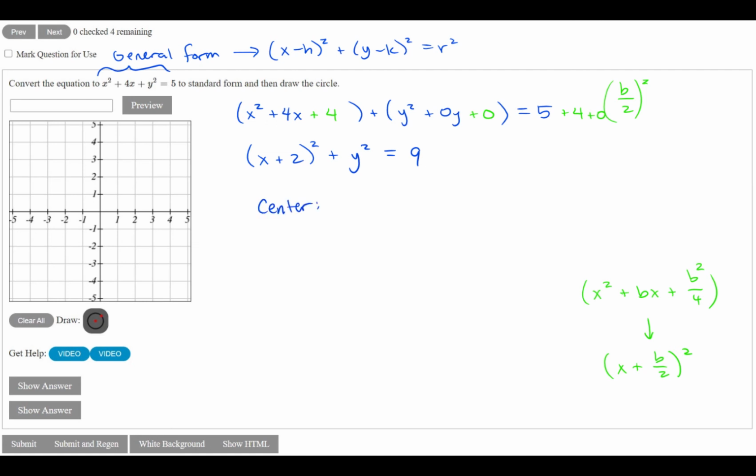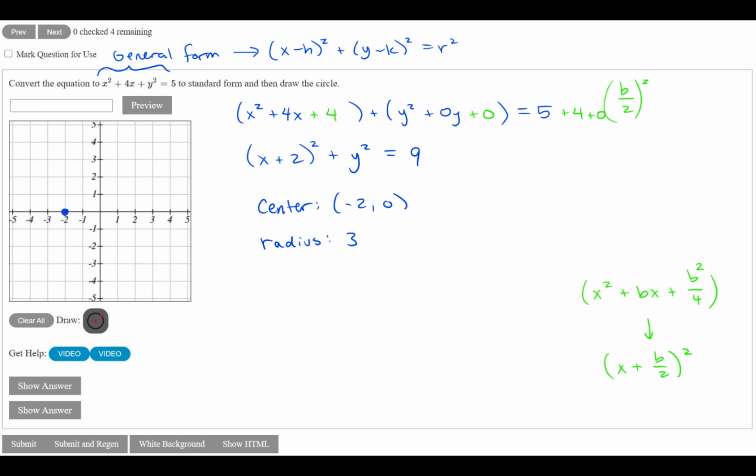So the center of this circle is located at -2, 0, because remember we take the opposite of each value because of the minuses in the original standard form of the circle. And the radius is the square root of 9, which is 3. So to draw the circle, what we would do is just locate the center, which is at -2 on the x, 0 on the y.